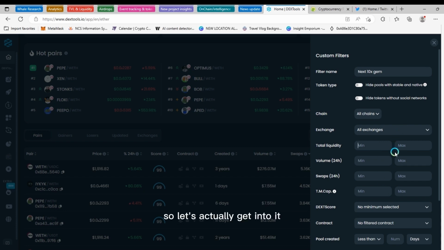So let's actually get into it. So total liquidity, we're looking at 30 million. Let's say 30 million. Liquidity 10,000.